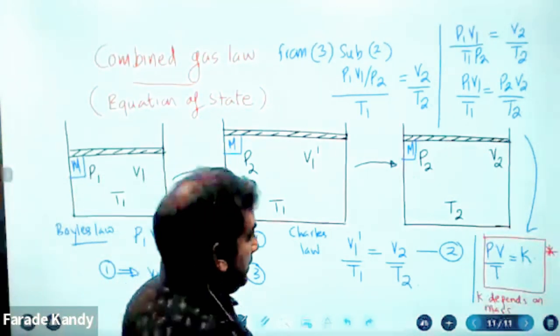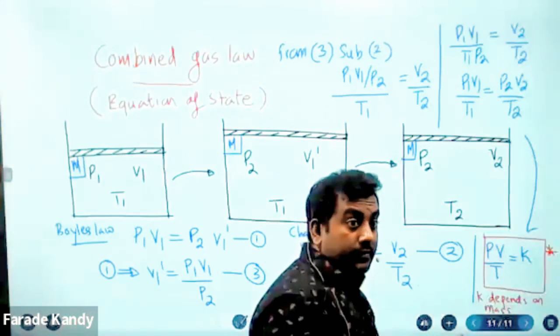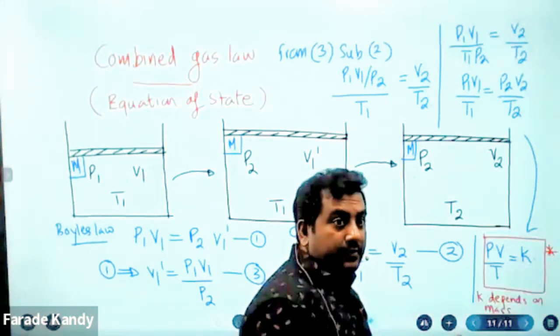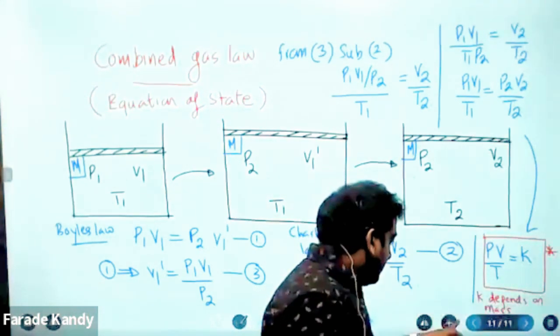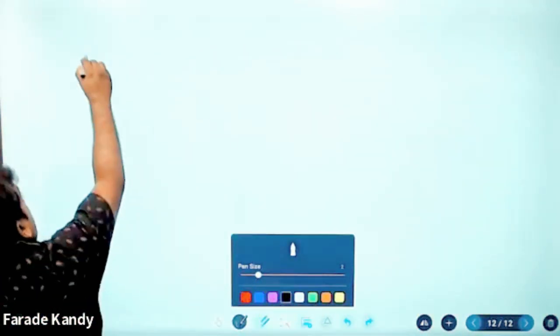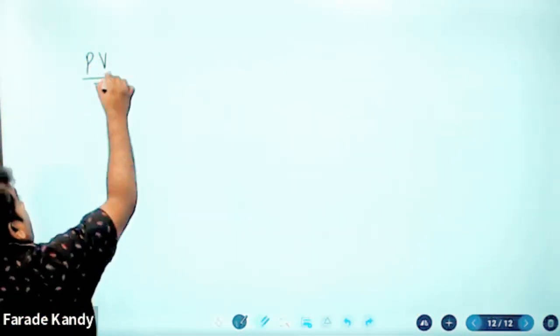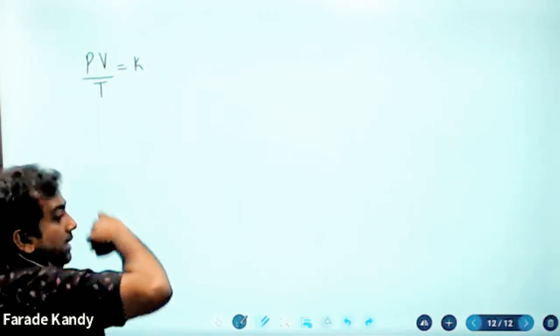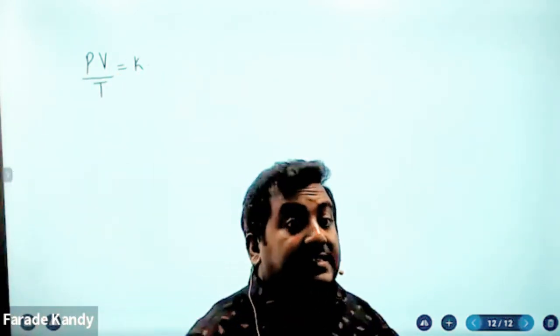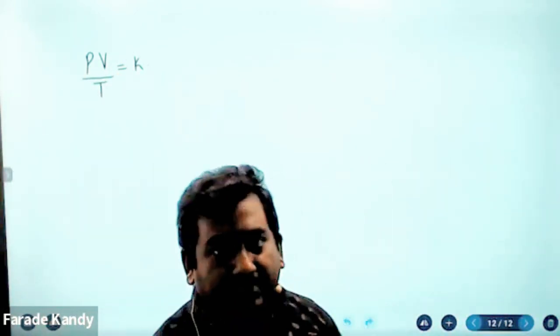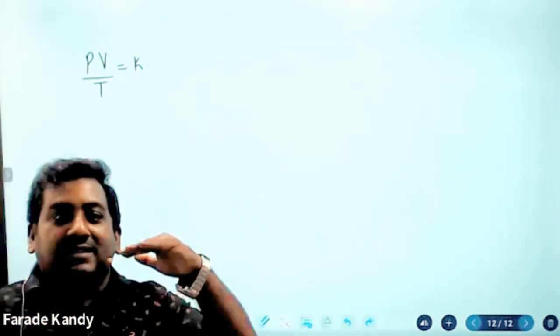Okay, now? Right. Now look. Finish writing. Now look. So this is your equation of state. PV over T is K. Constant K depends on the mass. Listen carefully. He is now going beyond chemistry.